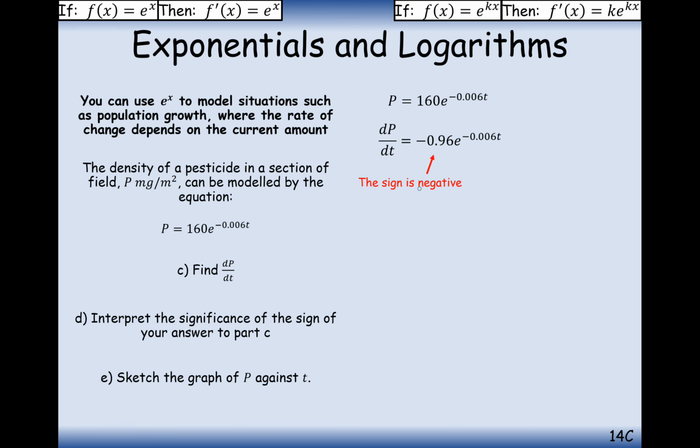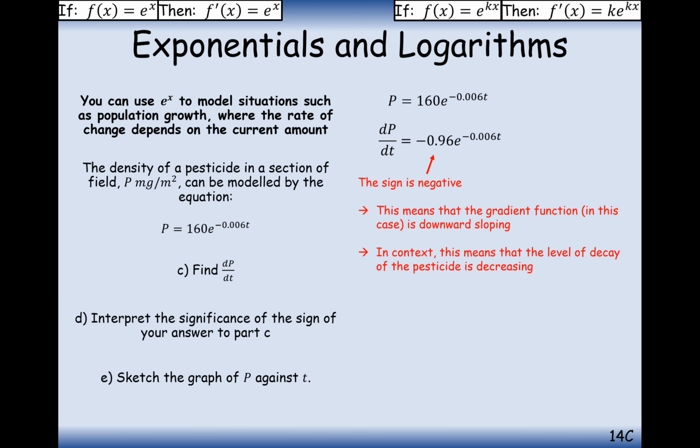For part D, the sign here is negative, which means that the amount of pesticide is going to be decreasing with respect to time. So as time goes on, the amount of pesticide in each meter square of field is going to be decreasing. So decreasing slope, so therefore the amount of pesticide in each meter square is going to be decreasing.